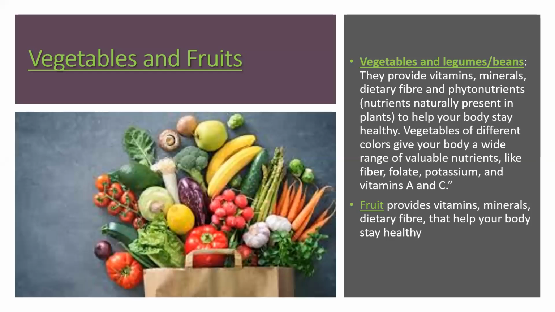Next slide, please. So from the first one from the Eat Well guide, we've got our vegetables and fruits. So vegetables should make up a large part of our daily food intake and should be encouraged at every meal, including snack times. They provide vitamins, minerals, dietary fiber to help keep our bodies healthy. Vegetables of different colors give your body a wide range of valuable nutrients like fiber, folate, potassium, vitamin A and vitamin C. And fruits provide us with vitamins, minerals and fiber as well. That helps keep our bodies healthy.